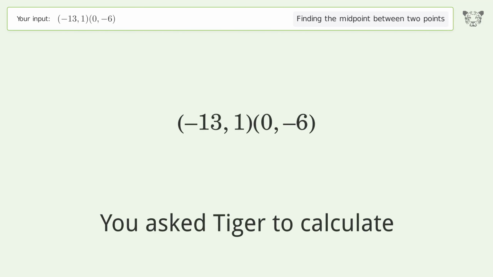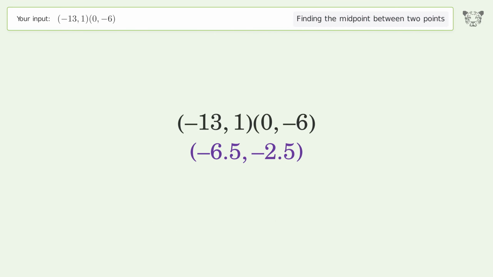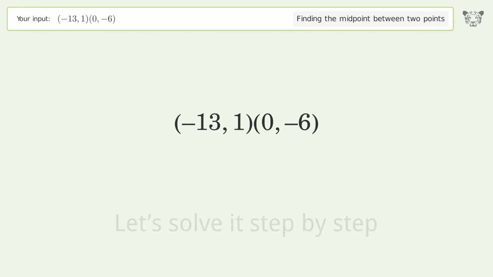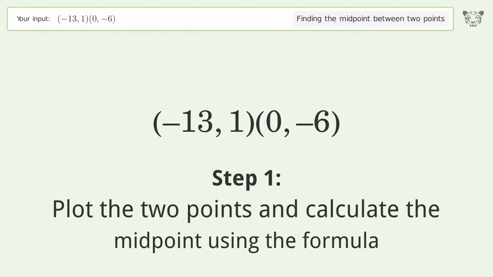You ask Tiger to calculate. This deals with finding the midpoint between 2 points. The midpoint between the 2 points is -6.5, -2.5. Let's solve it step by step. Plot the 2 points and calculate the midpoint using the formula.